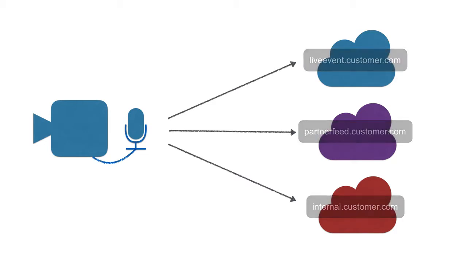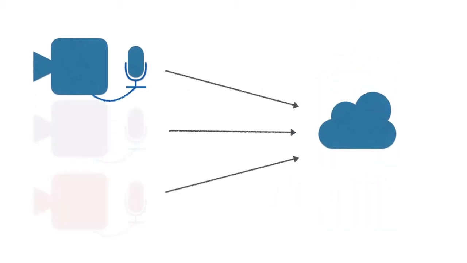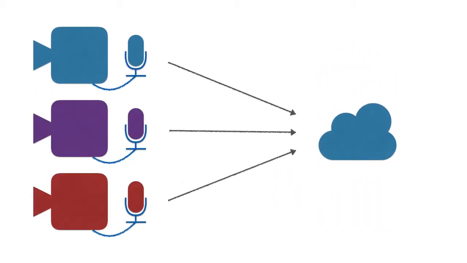Or you can go the opposite direction, with multiple streams coming into the platform, but all handled with a single delivery configuration. This would allow you to use a common host name or security setup for multiple live streams.